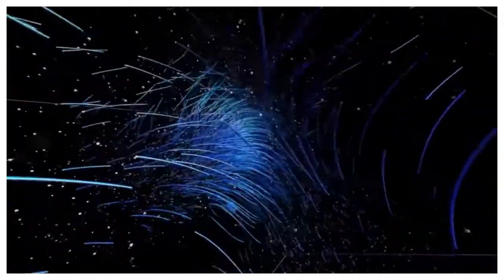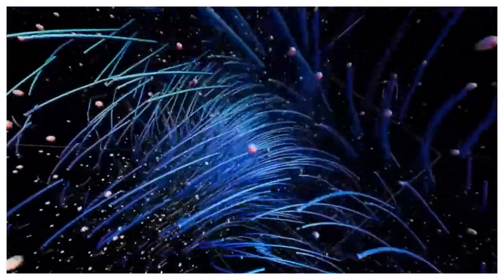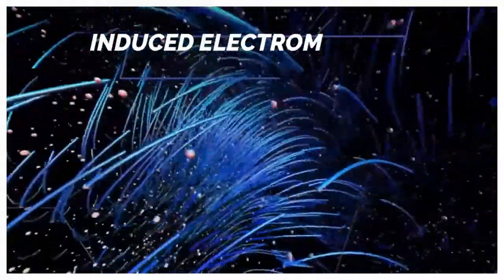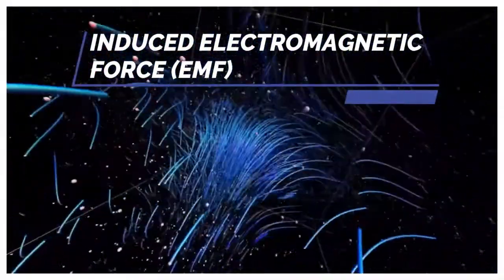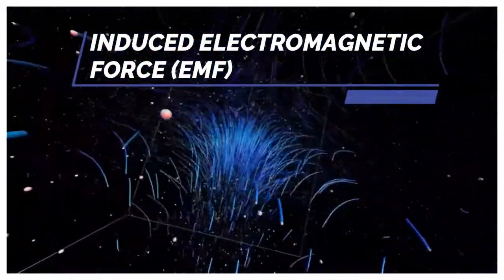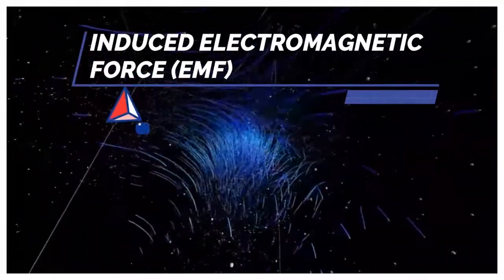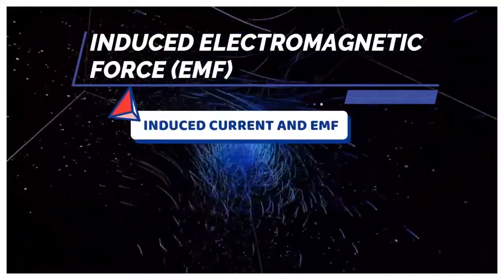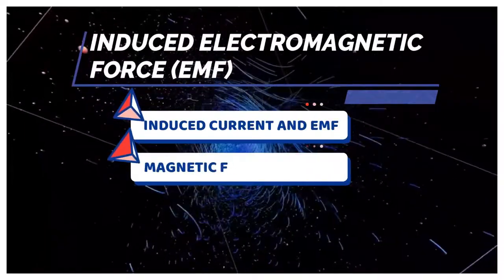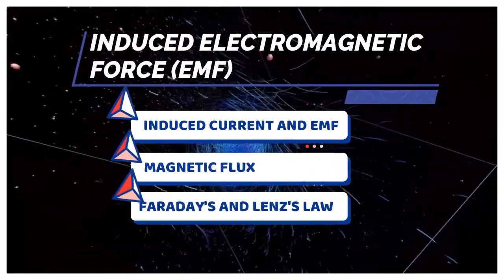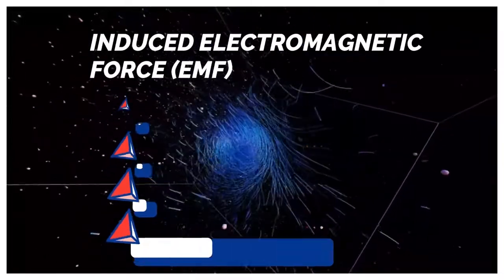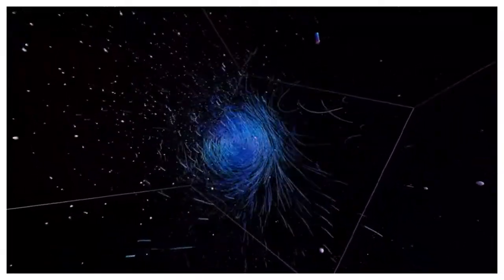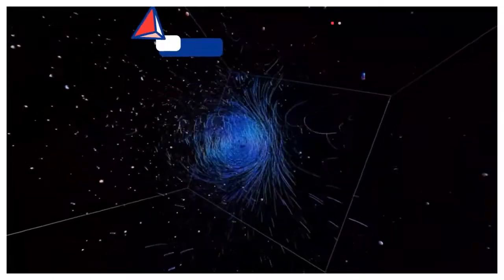Okay, so I will explain the first topic, which is induced EMF. Inside this topic, there are four topics that we need to learn. The first is the induced current and EMF. Second is magnetic flux. Third is Faraday's and Lenz's law, and the last is motional EMF. So now I will explain the first topic, induced current and EMF.